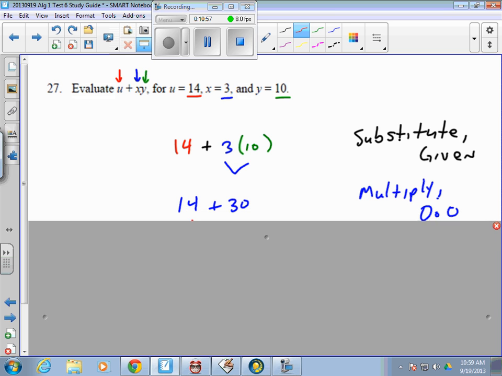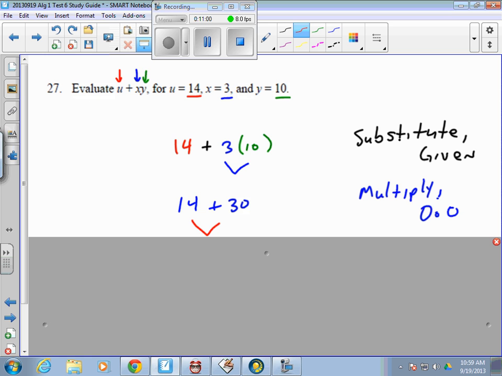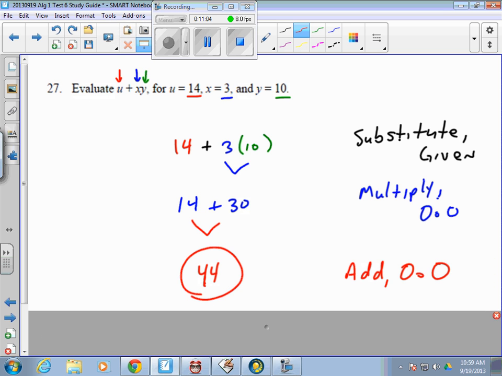Then you know you need to multiply before you add. So 3 times 10 is 30. That's order of operations telling you to do that. And then 30 plus 14 is 44. Again, order of operations when you add them.